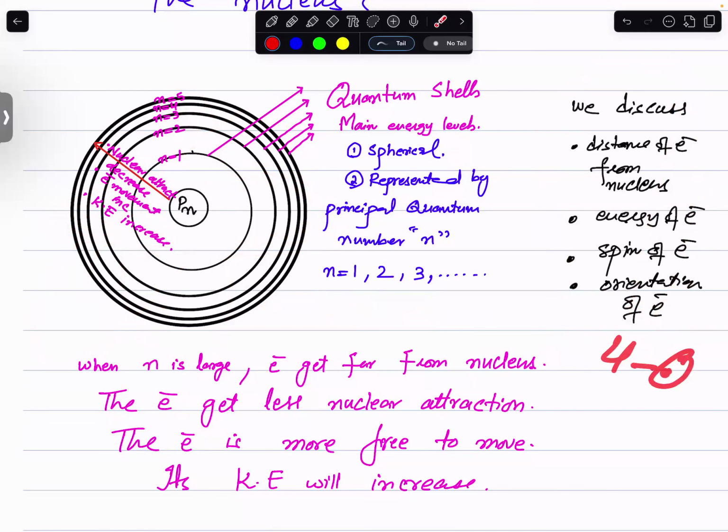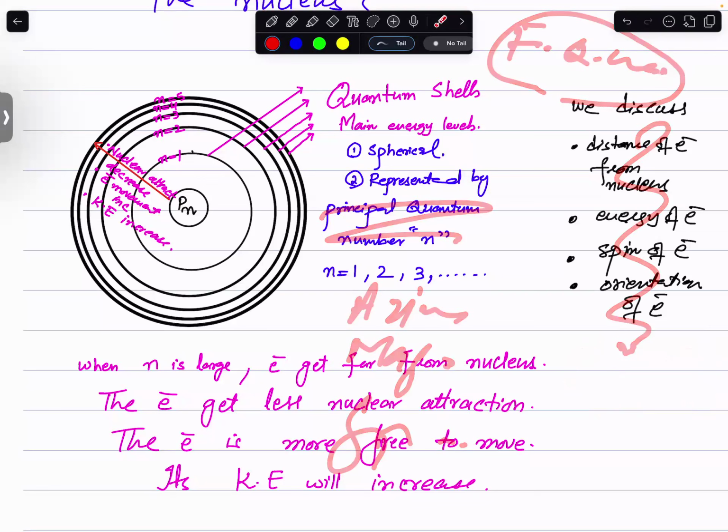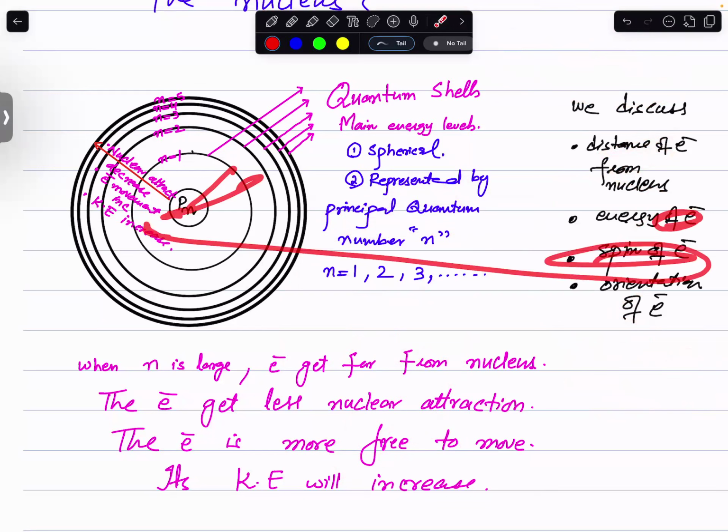There are 4 quantum numbers in the matric system. There are four quantum numbers to describe all these. One is the principal quantum number, one is the azimuthal quantum number, one is the magnetic quantum number, one is the spin quantum number. What are these quantum numbers that I wrote? The quantum numbers discuss what? The distance of the electron from the nucleus, the energy of the electron, the spin of the electron, the orientation.